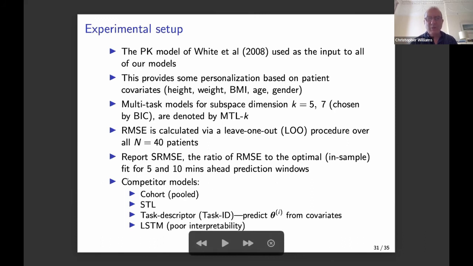There's a bunch of competitors. We've got the pooled or cohort model, and the single task learning. We've got the task descriptor model, where essentially we're predicting the thetas from the covariates rather than from a latent variable. We can also use an LSTM, although given all the work that's gone into PK/PD modeling and the whole literature, I think anesthetists might be quite concerned about a black box model like an LSTM, which is an issue for the potential uptake of different methods by the medics.